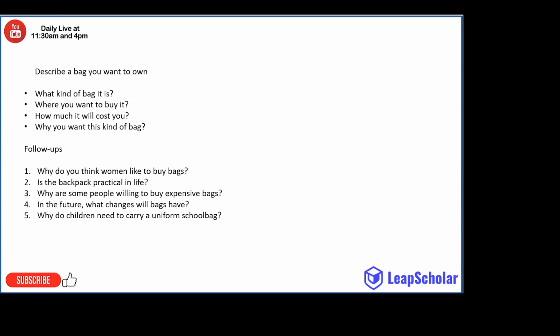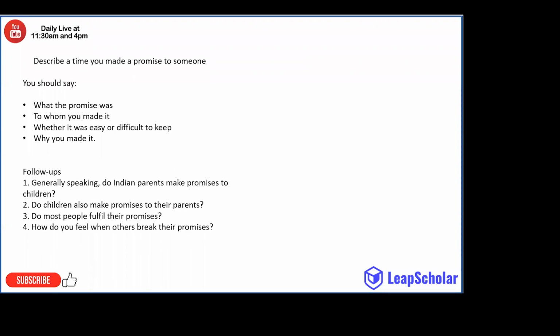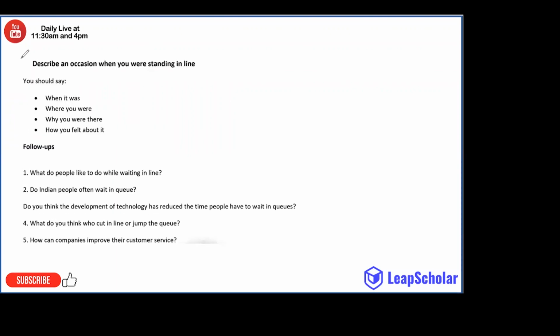Maybe you can talk about it in such a way that, no, I do not want to own this bag. Maybe my mother wants to buy this, or maybe my sister, or maybe your father wants to buy this. You can take your answer and build it from here. A promise you made to someone. What the promise was, to whom you made it, whether it was easy or difficult to keep, why you made it. Where you were standing in line. They often use this word queue. So don't be surprised if they use this word. They both mean the same thing.